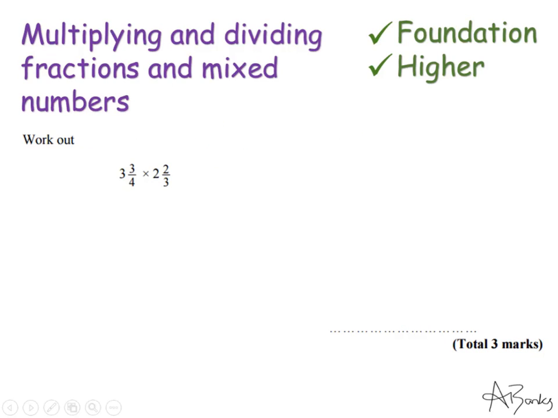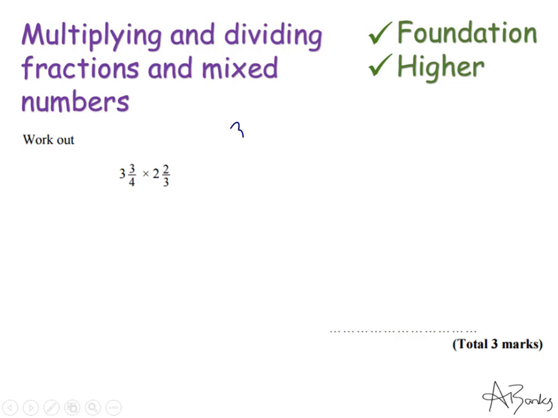Here's a slightly harder question, and it's harder because I've been given 2 mixed numbers to multiply together instead of just 2 fractions or an integer and a fraction. So the first step I'm going to do is change both of these mixed numbers into fractions, and it's going to be top heavy or improper fractions. So I'm going to do this to the side first.